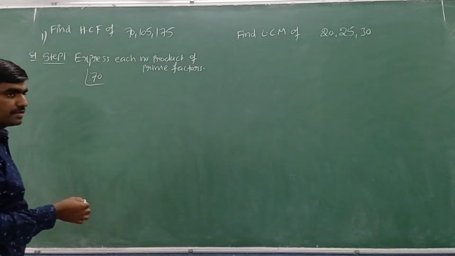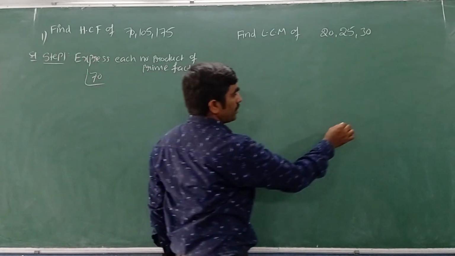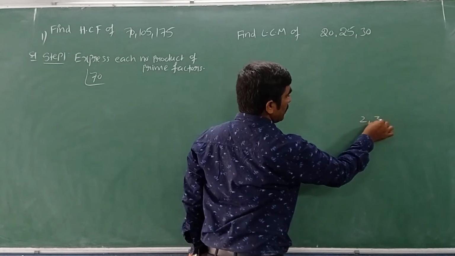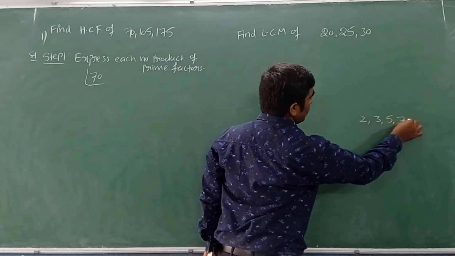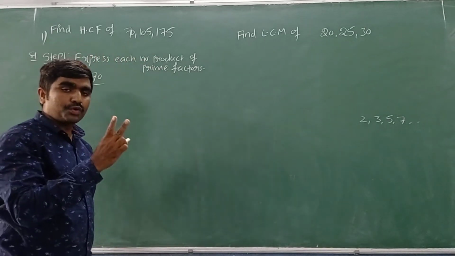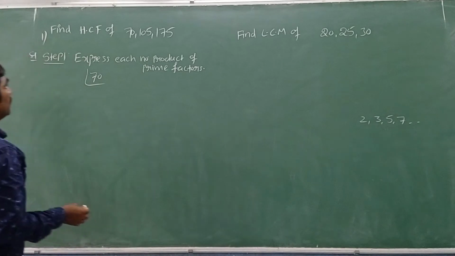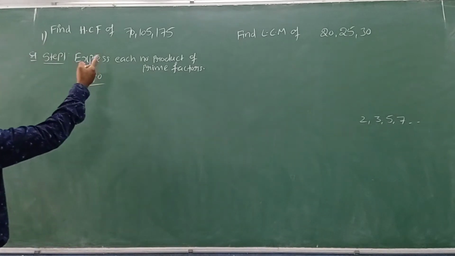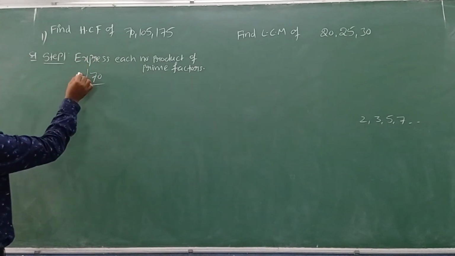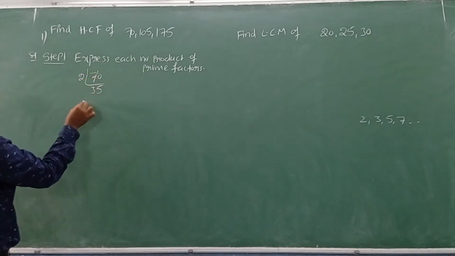What are the prime numbers? Numbers which have exactly two factors, for example 2, 3, 5, 7. These are called prime numbers, which have exactly two factors, 1 and itself. Let me take 70. Which prime number is possible in 70? 2 table is possible, 2 3s are 6, 1 left, 2 5s are 10.